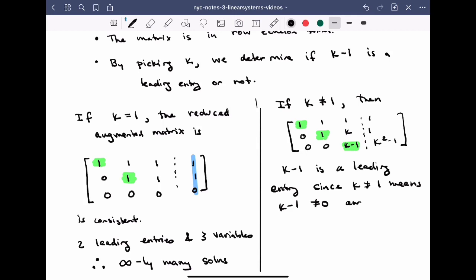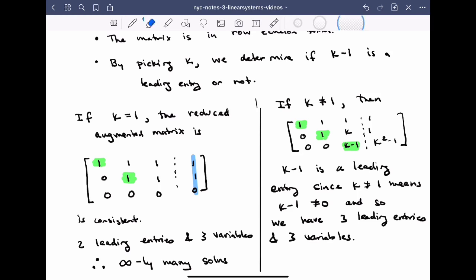And so we have 3 leading entries and 3 variables. What does this mean? This means the system has a unique solution.